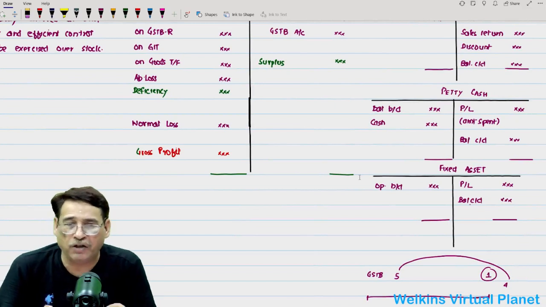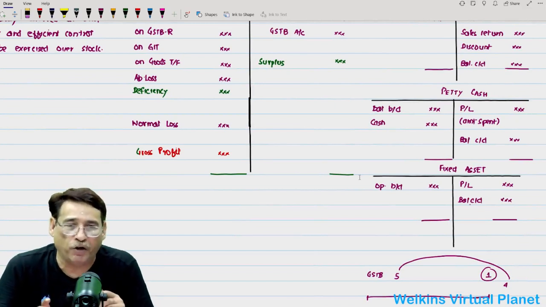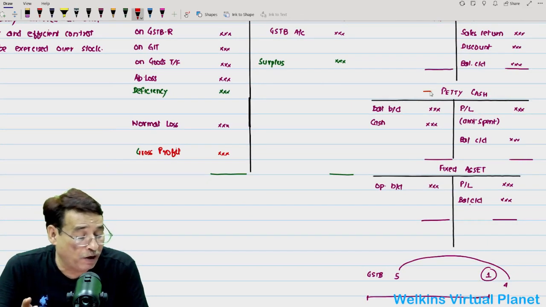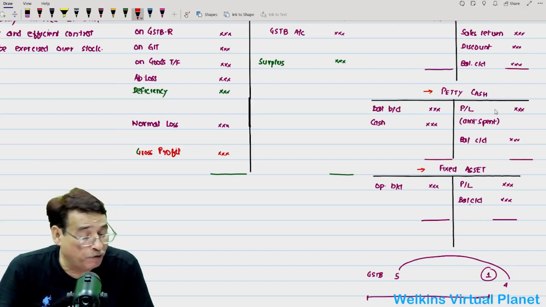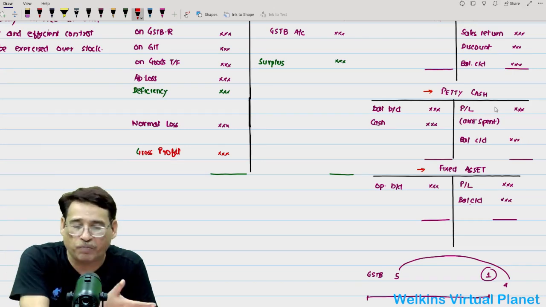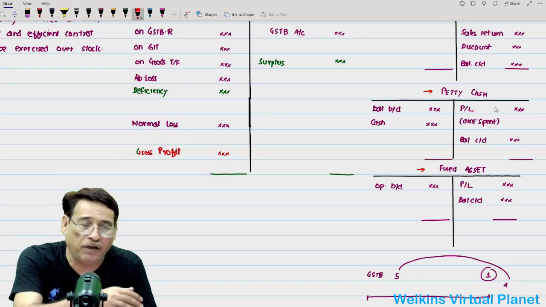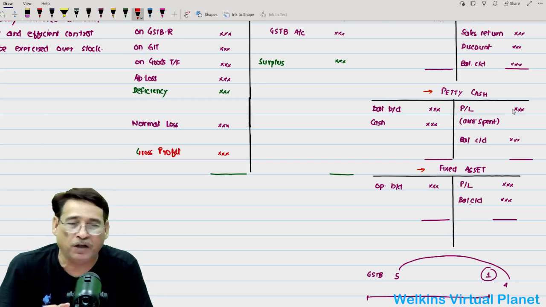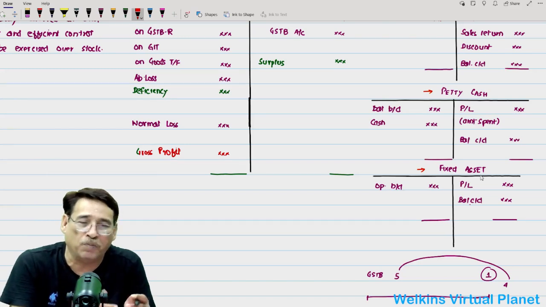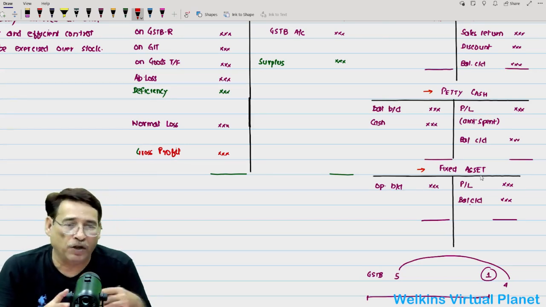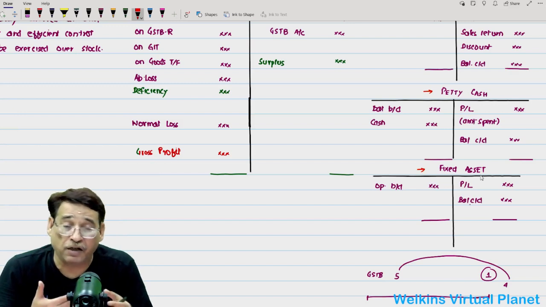If you have listened to the lecture very closely, you must have noticed one important point, that generally we need not prepare petty cash account and fixed asset account. We can straight away take the amount of petty expenses. Profit or loss account shows the amount which you have spent on petty expenses, so you can straight away write it to the debit side of profit or loss account. Similarly, in case of fixed asset, we are more concerned in this method with the amount of depreciation. So whatever depreciation we have provided, we can directly take it to the debit side of profit or loss account and finish up the things. Is it clear to you or not?